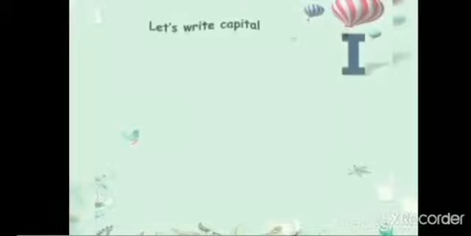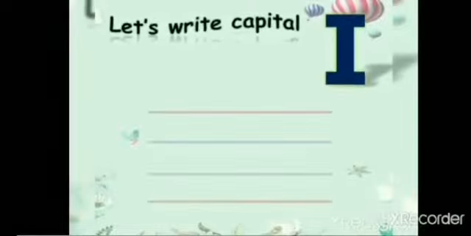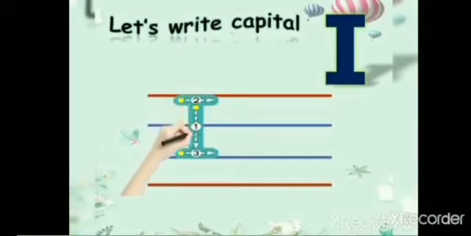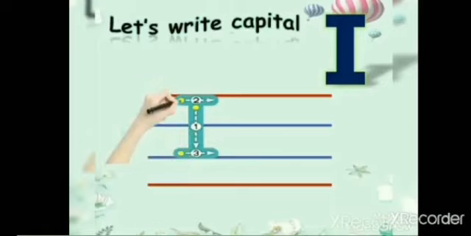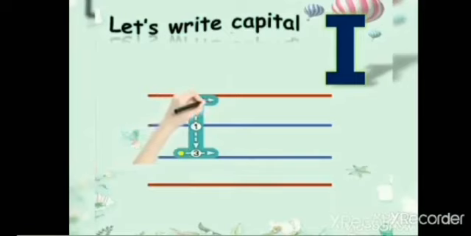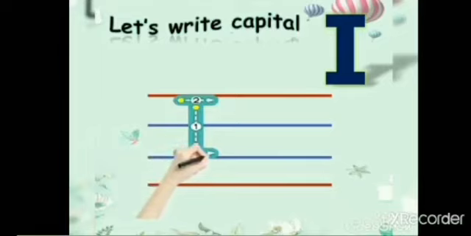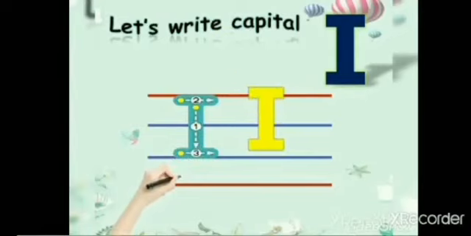And now let's learn how can we write capital I. Starting point from the first red line, standing line down, down, down, down. Stop on the second blue line. And on the first red line, sleeping line from left to right. And another sleeping line on the second blue line from left to right. And now try to write capital I.